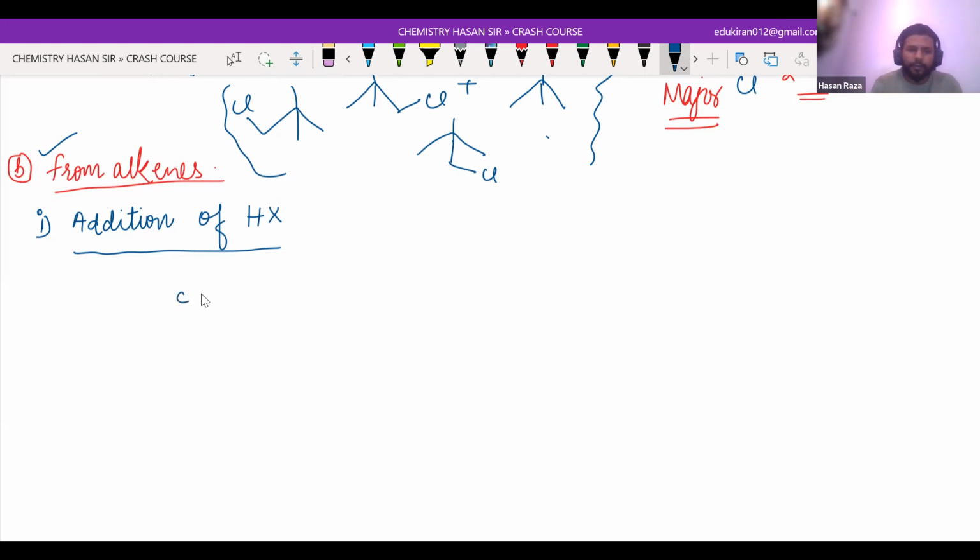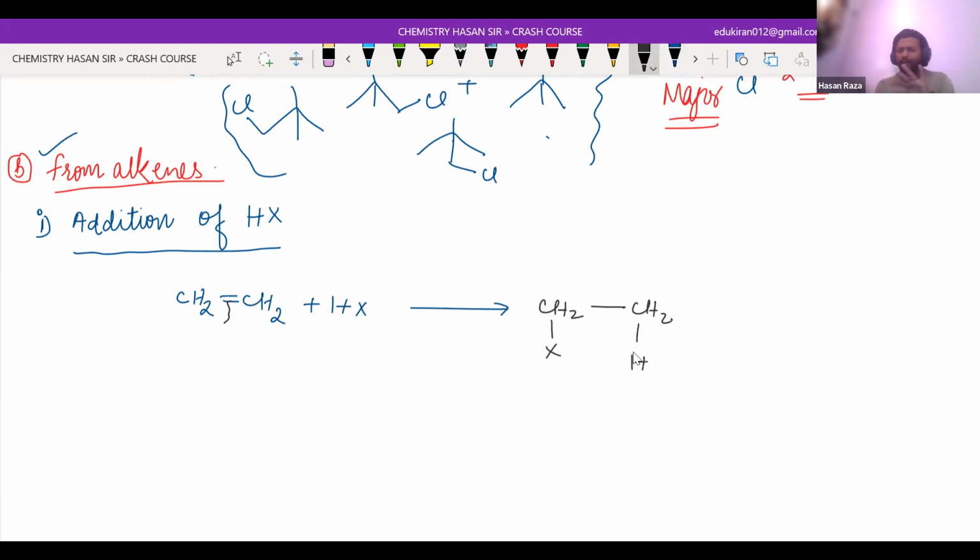Like if I show you CH2 double bond CH2, and you react this with HX, then what will happen here? You are going to break the bond. You can add X on the left and H on the right, or replace them, X on the right and H on the left. It won't affect because this is a symmetrical alkene. But what if you have an asymmetrical alkene like propene?